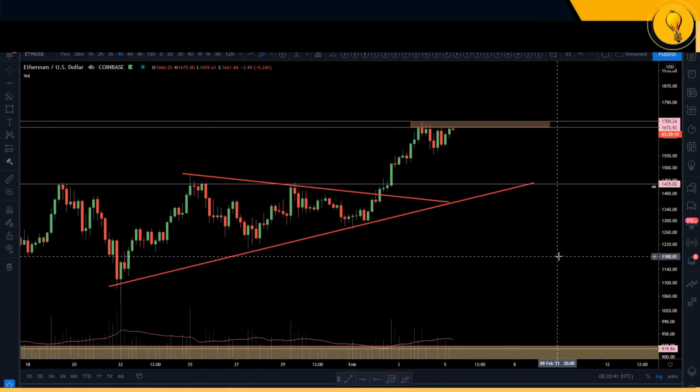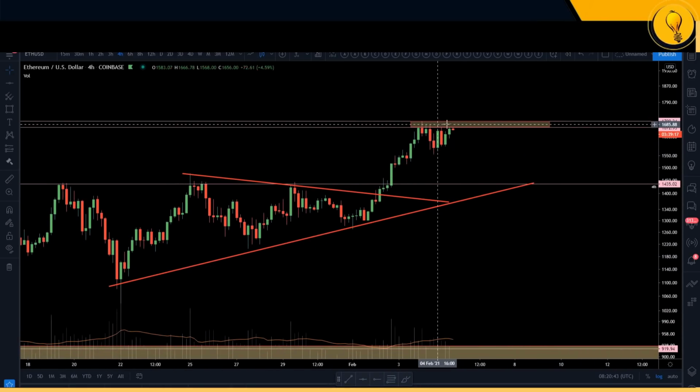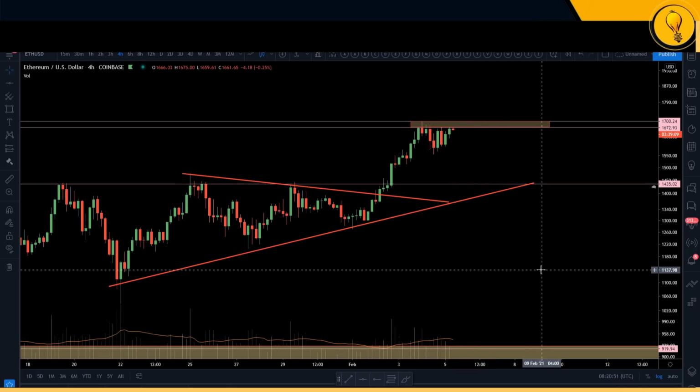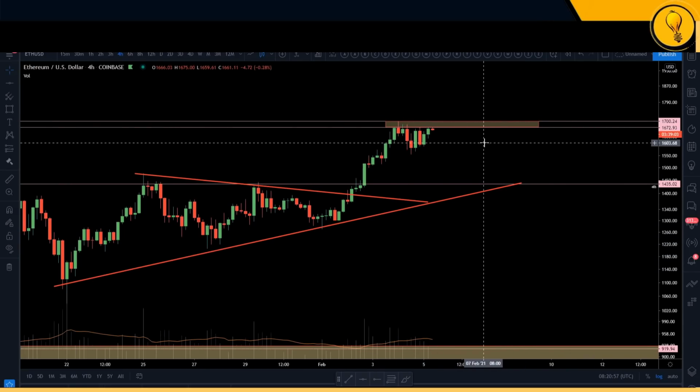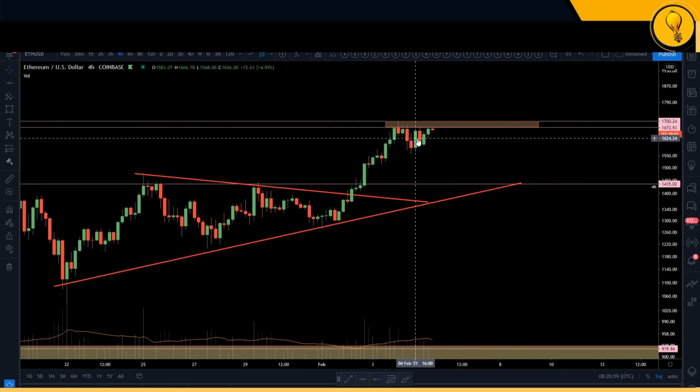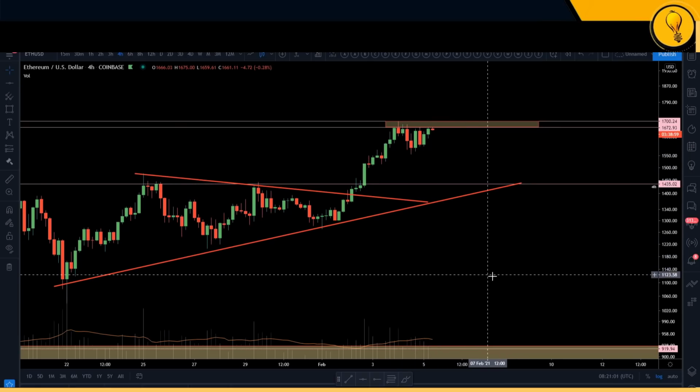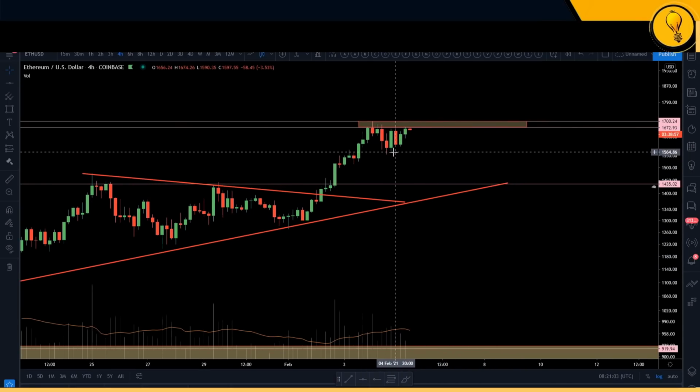But guys, it does get interesting, right? This is now going to act as a resistance level on the mid to higher time frames as well, depending on how Ethereum shapes itself over the next 12 to 24 hours. Another thing I do want to mention is that Ethereum is still maintaining its higher lows on the 4-hour time frame, right? We were talking about this just yesterday.